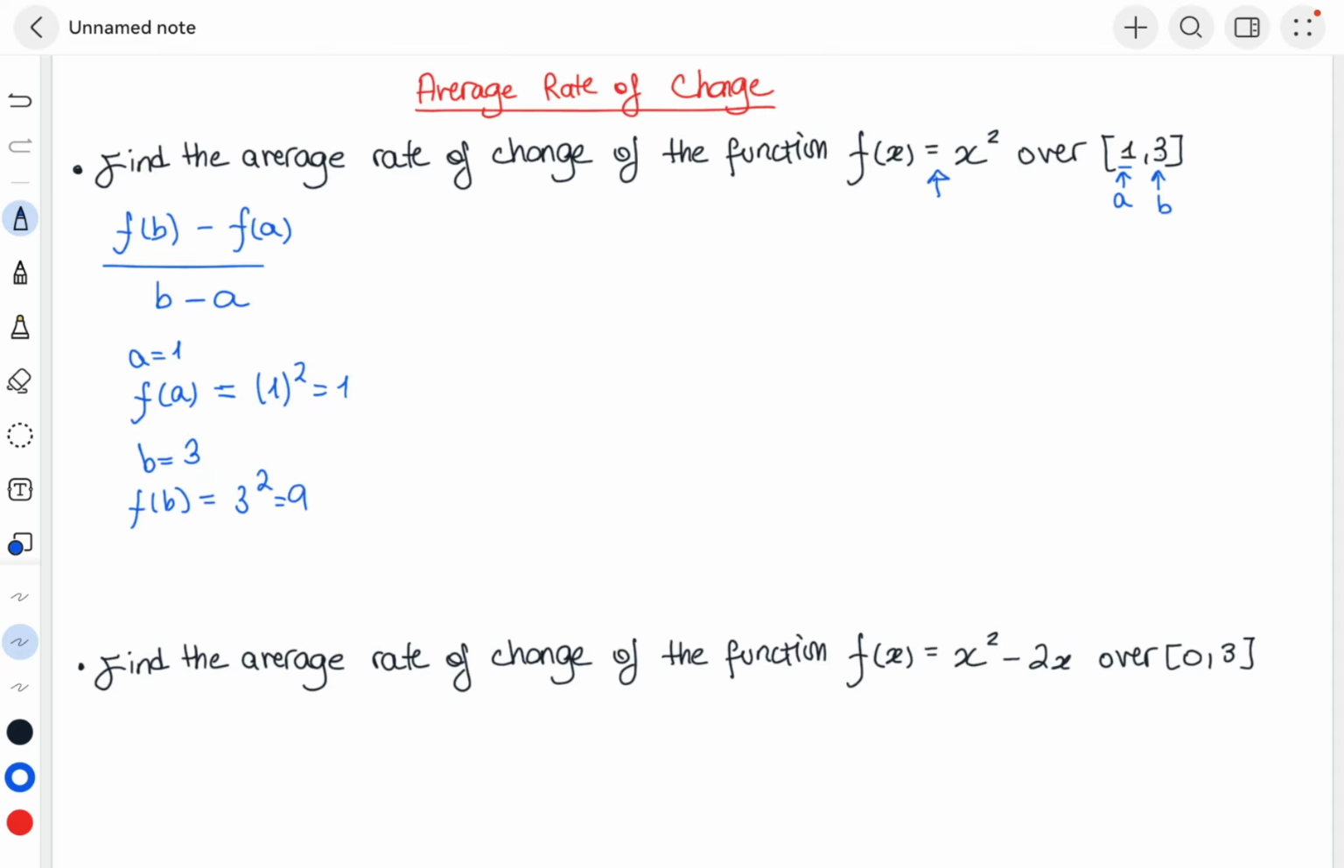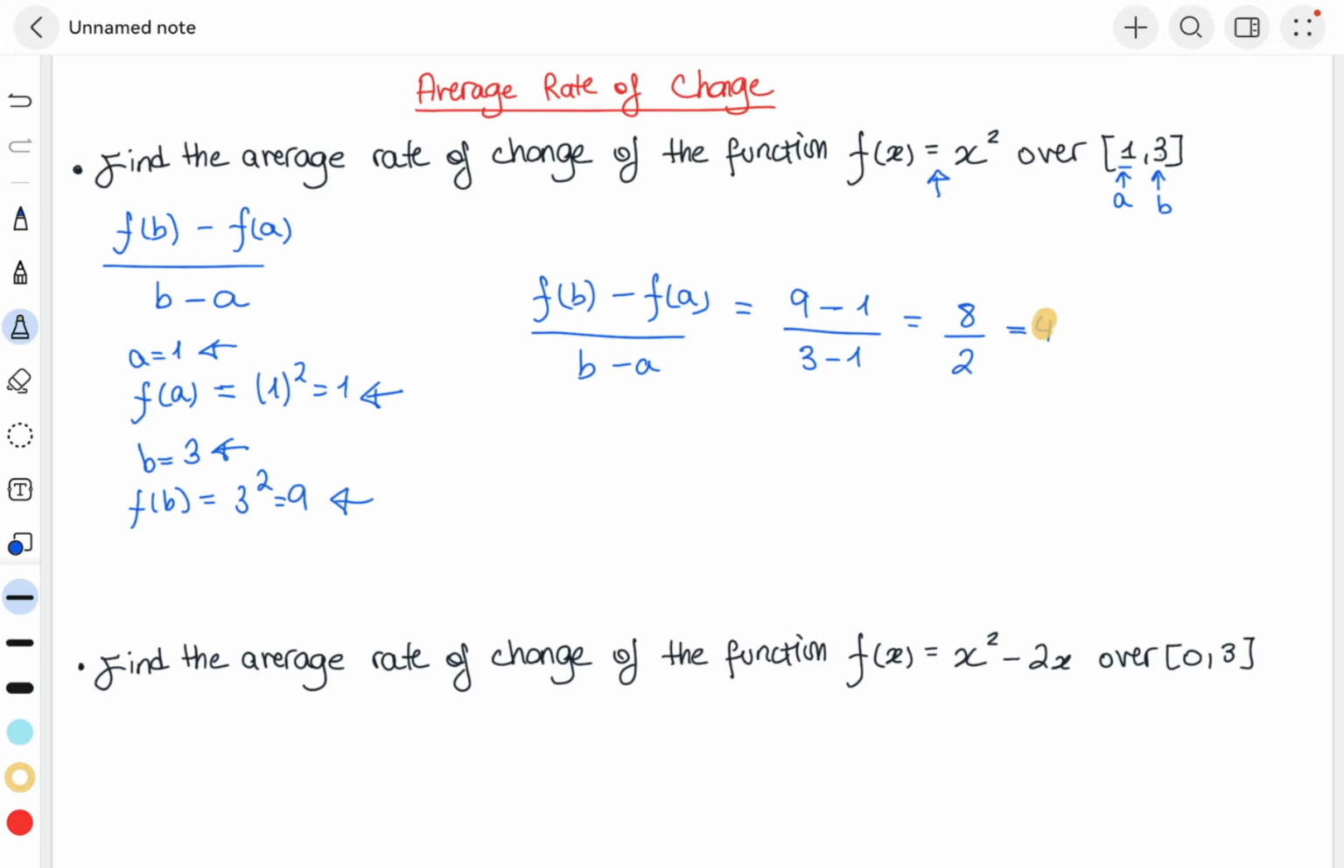And now for the average rate of change, as we said, we use f of b minus f of a over b minus a. And we just replace. We have f of b as 9 minus f of a, which is 1, all over b minus a, so 3 minus 1, which will give us 8 over 2, which is 4. And 4 is our final answer. Let's move on to the second question.